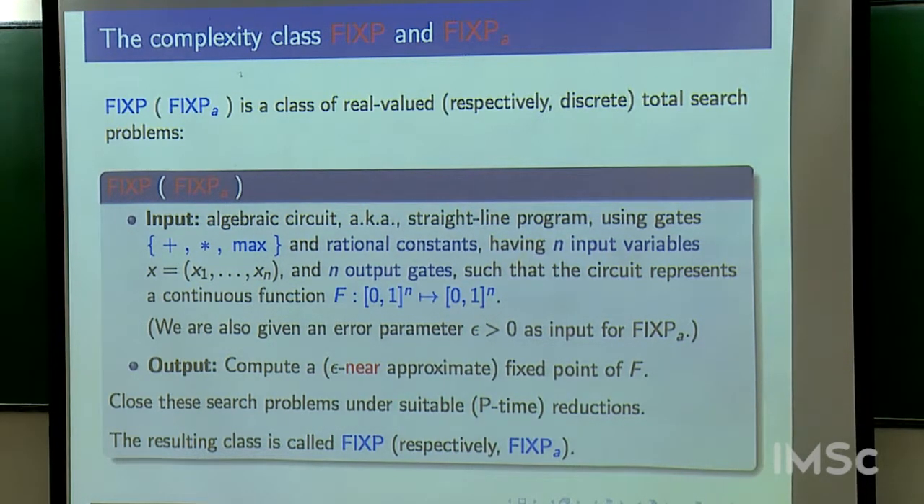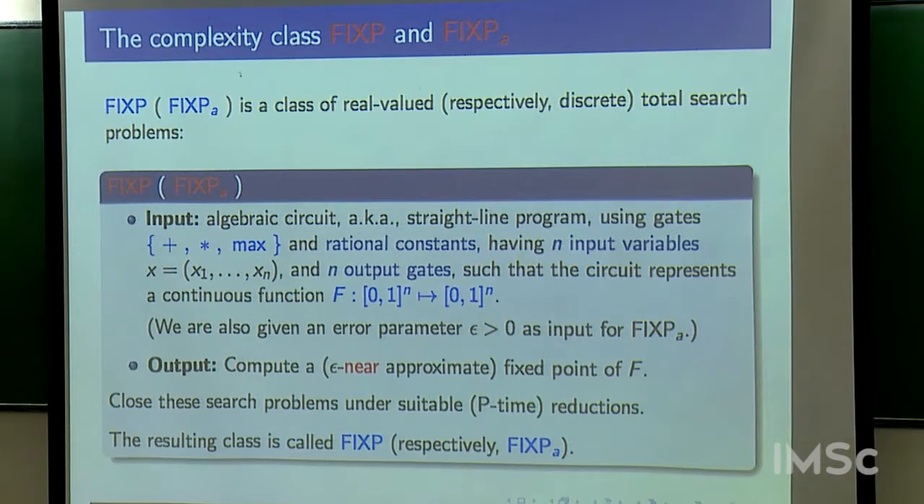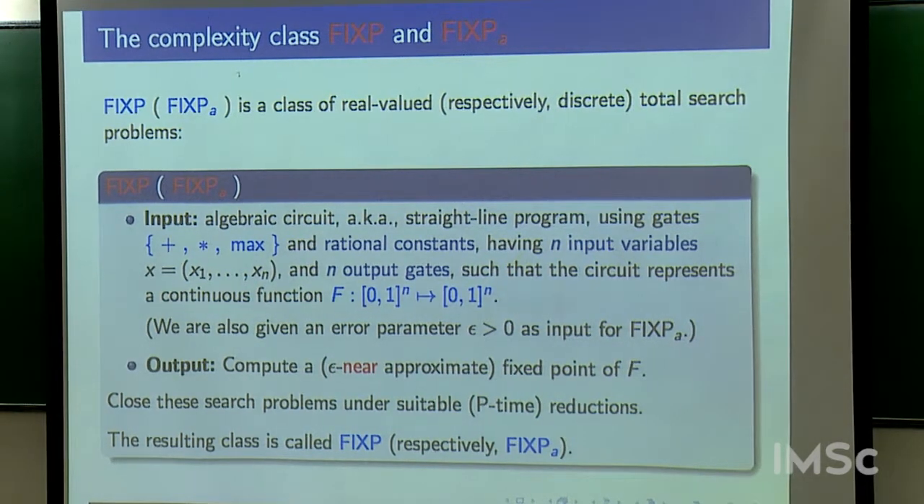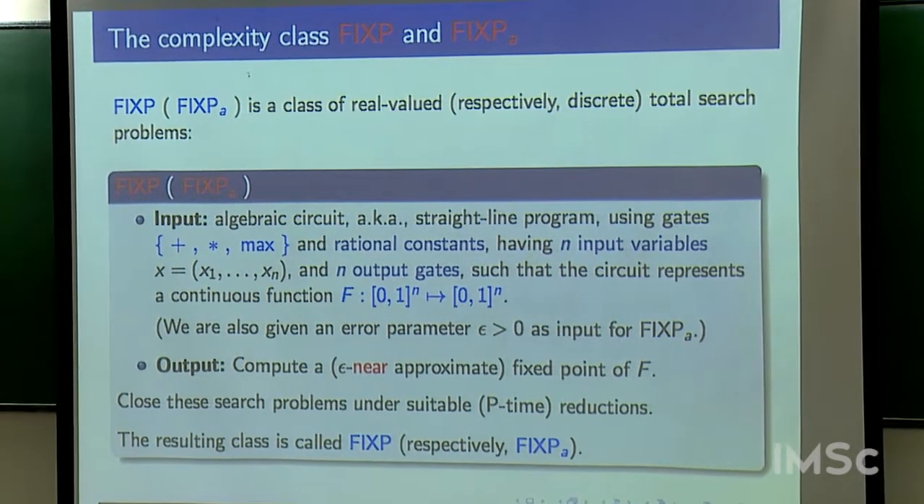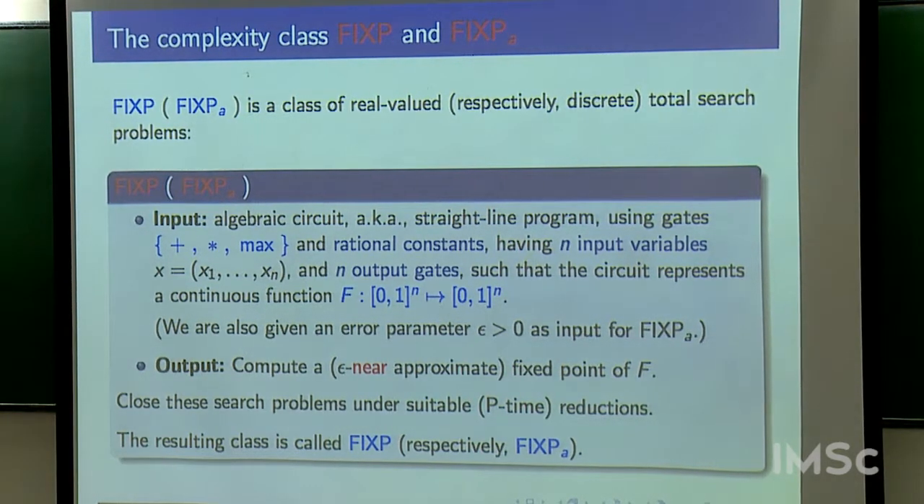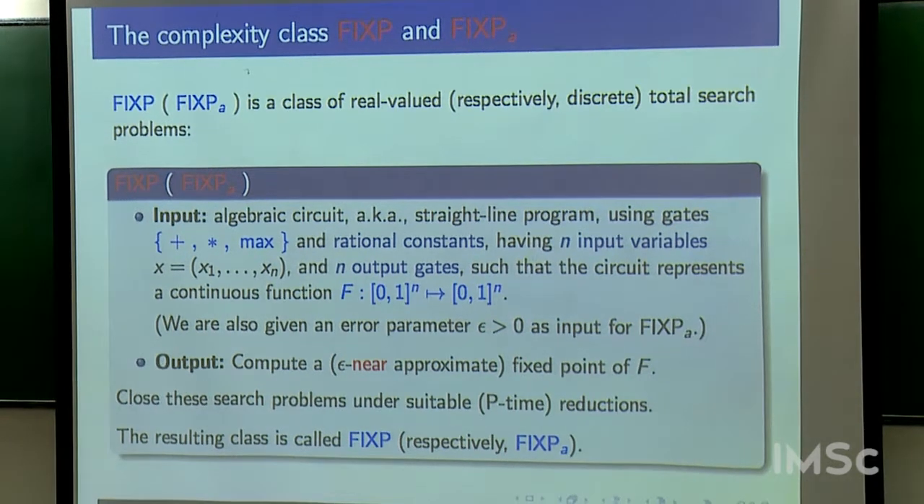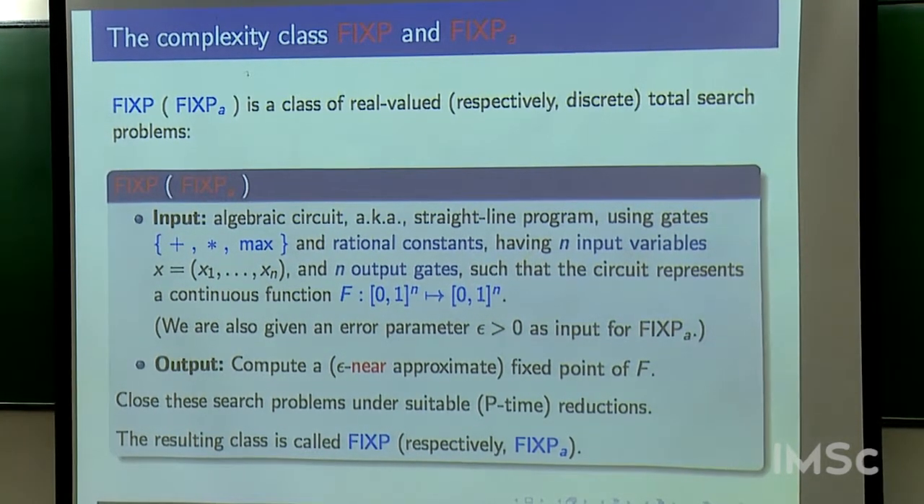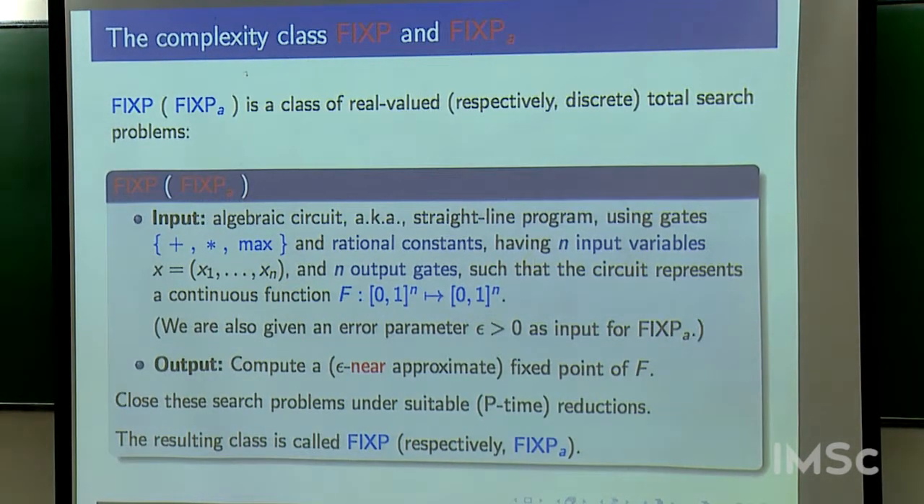Okay, so the notion of reduction is as follows. These are total search problems, right? So what is a total search problem? It's not a yes/no answer that we're looking for. There's a bunch of solutions to a problem, and we want one of those solutions. The problem here is that for fixP, not for fixPA, fixPA is a discrete total search problem, and I just need to compute one of those answers, right? But for fixP, the answer itself is a vector of real values.